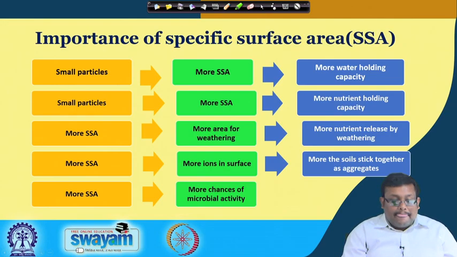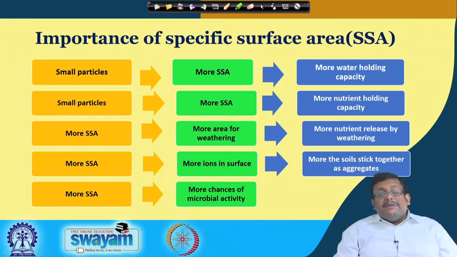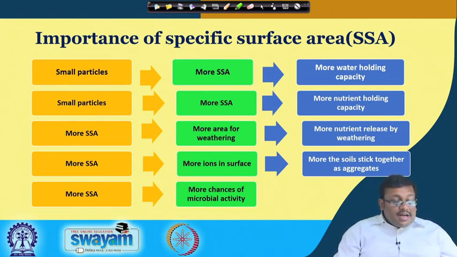All right. So, importance of specific surface area, as you can see from this slide: when there is a small particle, there will be more specific surface area, and when there is more specific surface area, there will be more water holding capacity. In case of clay, as we have already discussed, it has high water holding capacity, and it is because it has high specific surface area because of small particle size.